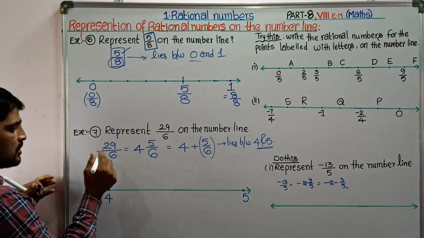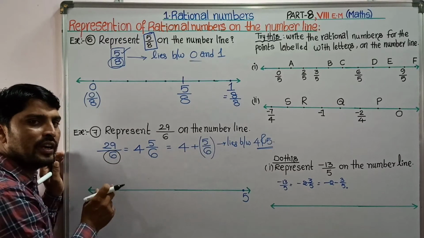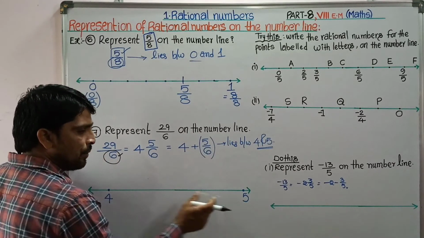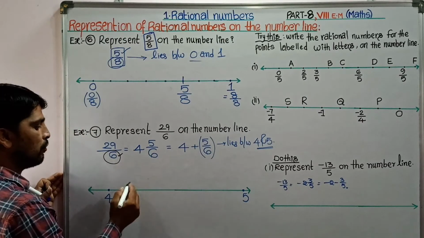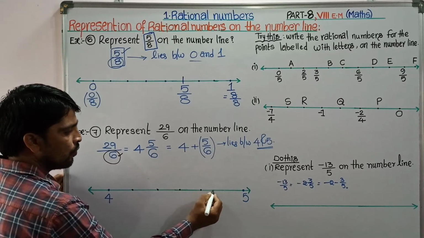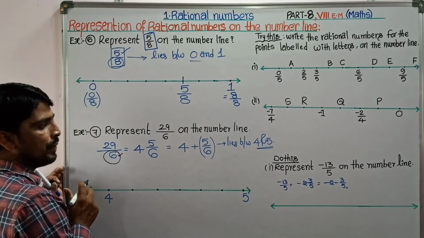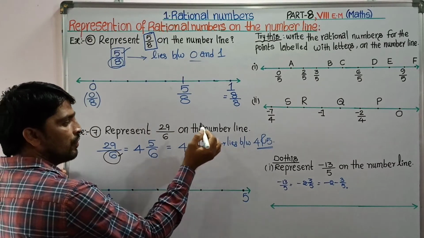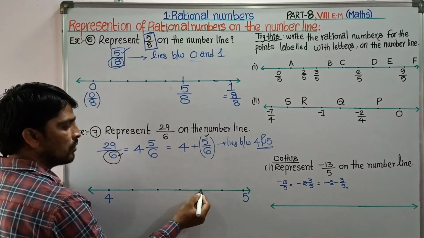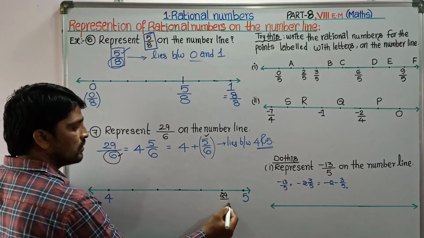Since the denominator is 6, the denominator shows the number of equal parts in which each unit length is divided on the number line. So the denominator is 6. Divide the 1 unit length between 4 and 5 on the number line into 6 equal parts: 1, 2, 3, 4, 5, 6. So these are 6 equal parts. Out of 6 equal parts, mark the fifth part. This is the first part, second, third, fourth, fifth part. So this is equal to 29 by 6.